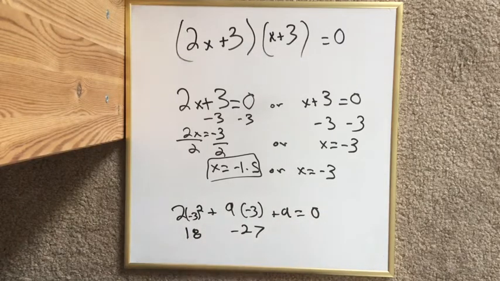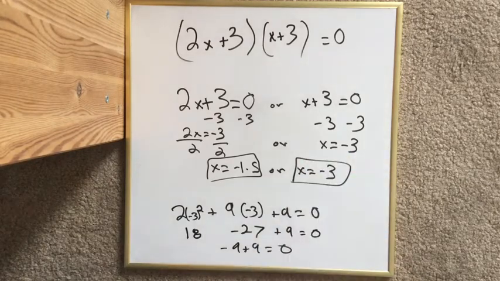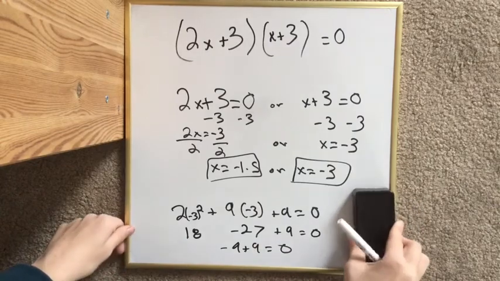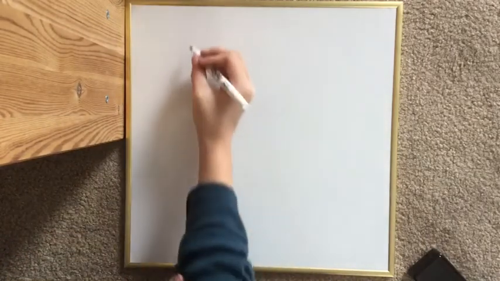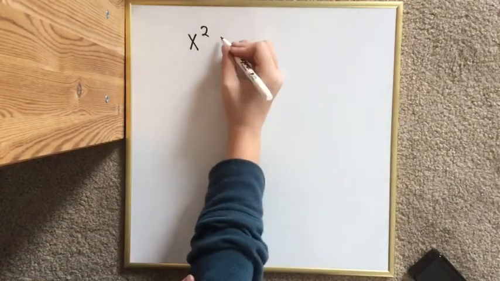Okay, so once you get your x's, you just have to plug them into the equation to see if they both work. They typically will in this type of problem. It's in the square roots that they usually don't. But so your final answer is just x equals negative 1.5 or x equals negative 3, okay? Hopefully that makes sense. That was kind of confusing how I explained it.